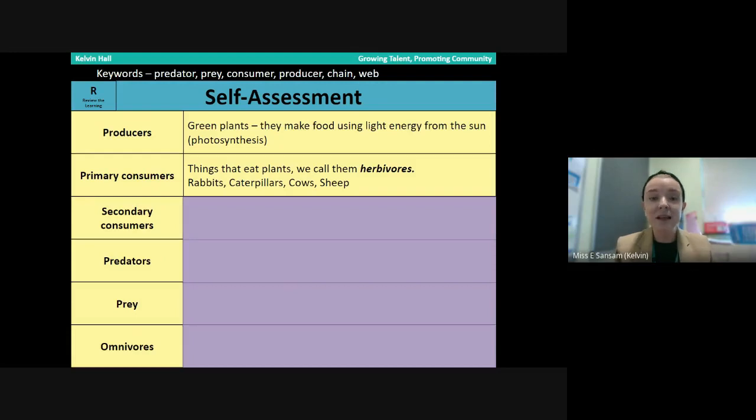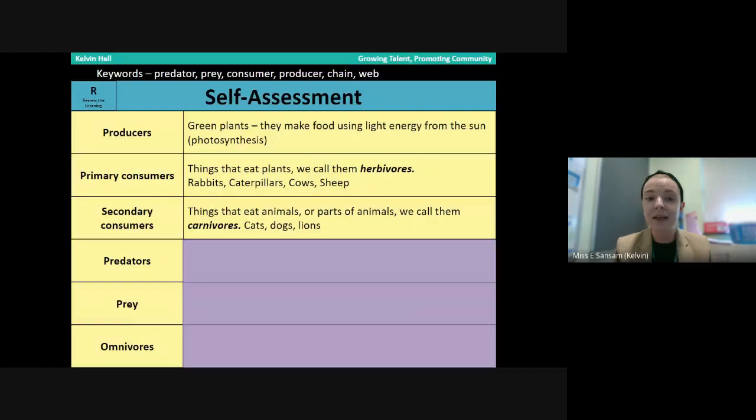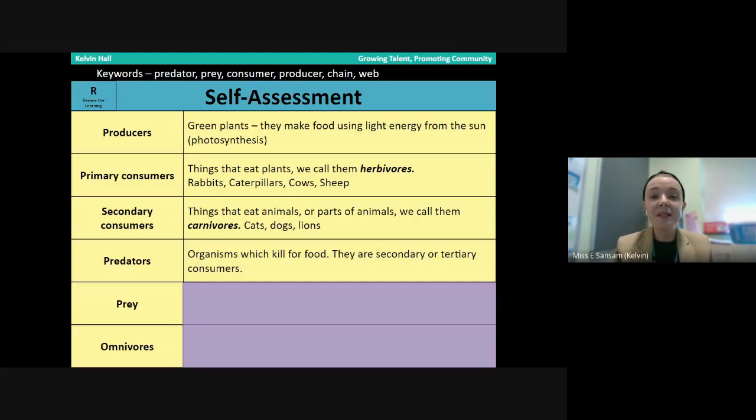Secondary consumers, they are the things that eat animals or parts of animals, and we call them carnivores. Again, you've got some examples. If you got that right, give yourself a big tick. Predators are organisms which kill food. They can be secondary or tertiary. Remember, secondary just means they are the second consumer on the food chain. Tertiary means they are the third.